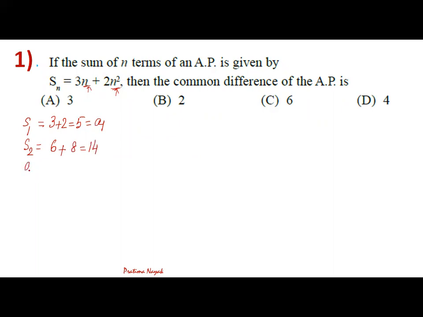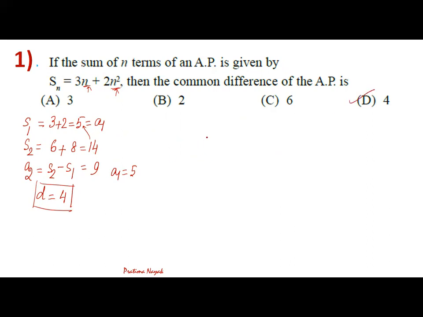Next, how to get A2? A2 is equal to S2 minus S1. We have written the formula first. So 14 minus 5, how much will it be? 9. A2 is 9, A1 is 5. Then what is D? D is equal to 4. So D is the answer.